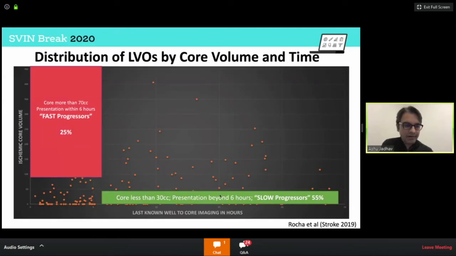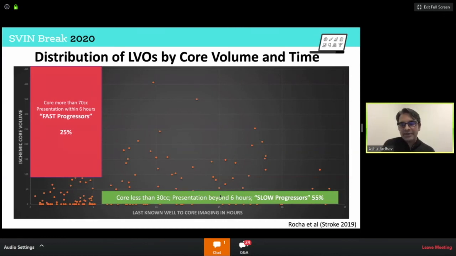Okay, so we looked at this at our center. This is work of one of my colleagues, Marcelo Roca. He basically looked at consecutive patients with MCA occlusions who presented at different time points and had baseline imaging. And he classified those patients based on the size of the core and the time at which they presented. Patients who came in within 6 hours with core more than 70 cc's, he classified as fast progressors, and patients with less than 30 cc's on presentation who presented beyond 6 hours were slow progressors.